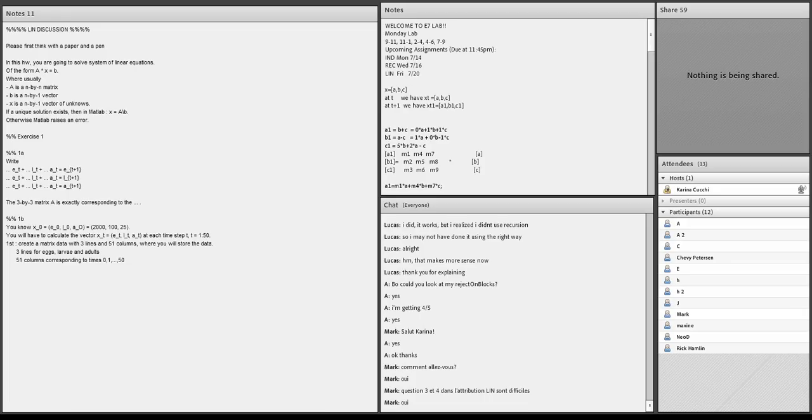So you create a matrix with 3 lines, and the lines will correspond. The first line will correspond to the number of eggs at time t. The second line will correspond to the number of larvae, and the third line will correspond to the number of adults. And the different columns will correspond to the times. So you will have 51 columns because you start at time 0, where you can already define this first column. And after that, you will be filling the column one by one.